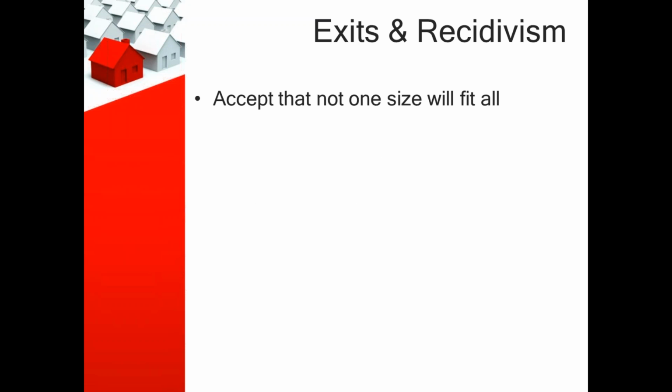One of the things that we learned when we took a look at exits and recidivism was that it's not one size fits all. We discovered that in the past, we had kind of a cookie-cutter way of placing people into shelter. An individual comes in, we assess them. We're assuming you want a one-bedroom apartment if you're single. If you're a family, you want an apartment that will fit your family's needs.